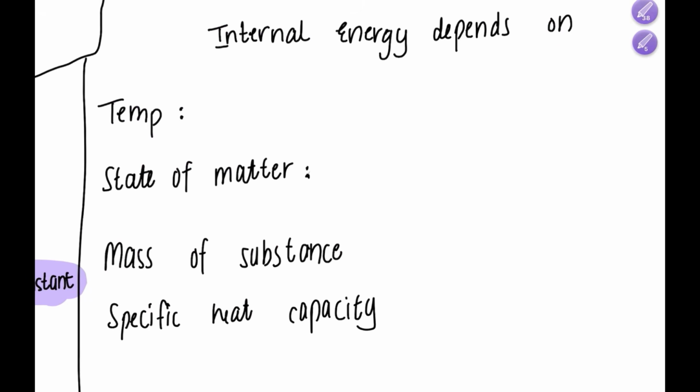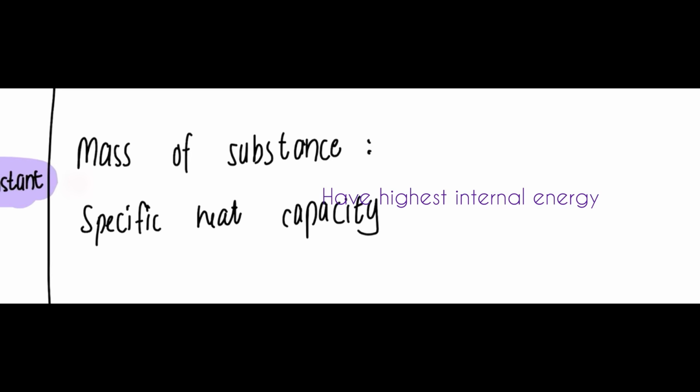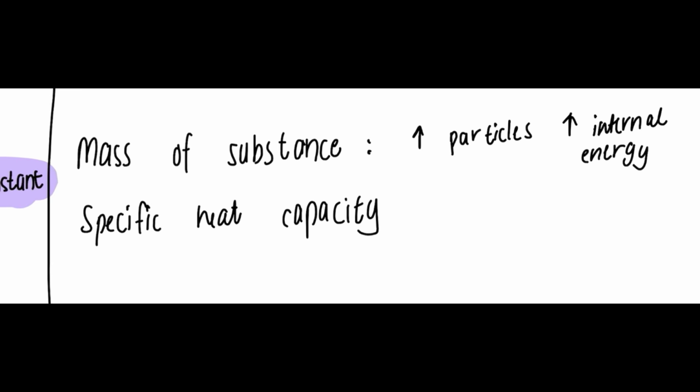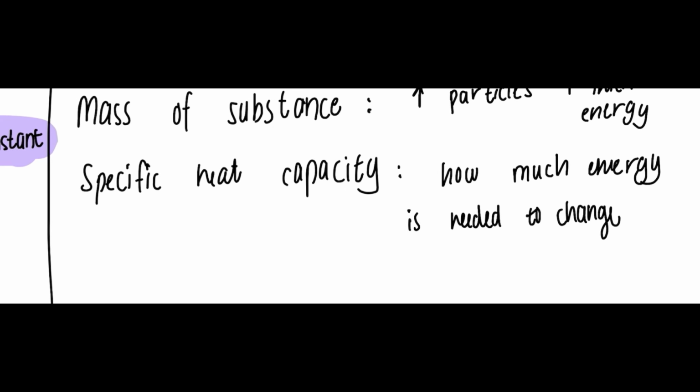Alright, so we can say that our internal energy depends on 4 factors. First, it depends on temperature. If the temperature is higher, it's going to have more kinetic energy. Second, it also depends on the state of matter. For example, gas particles have the highest internal energy. Now, what about the mass of the substance? If the mass is greater, more mass means more particles, so more internal energy. And then finally, specific heat capacity. Internal energy depends on specific heat capacity because it says how much energy is needed to change the temperature. So if a substance has very high heat capacity, it's going to have high internal energy as well.